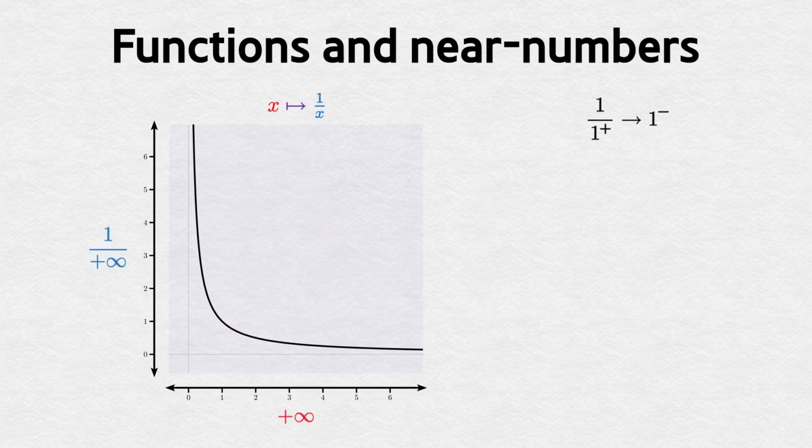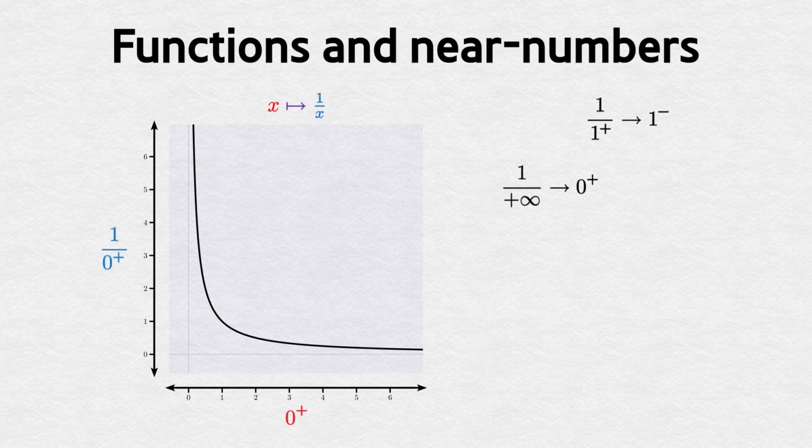Now what about the reciprocal of positive infinity? We just put positive infinity on the input axis, push up and over, squeeze, and watch. Let's zoom in to see this continue. The result we see is 0 plus. So 1 over positive infinity fits into 0 plus. The reciprocal of positive infinity is 0 plus.